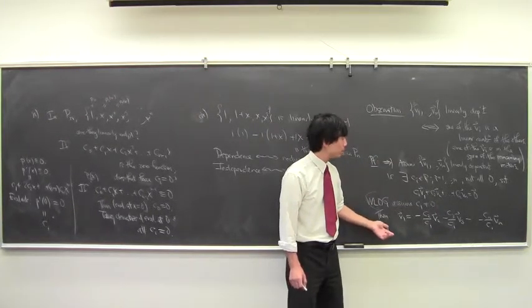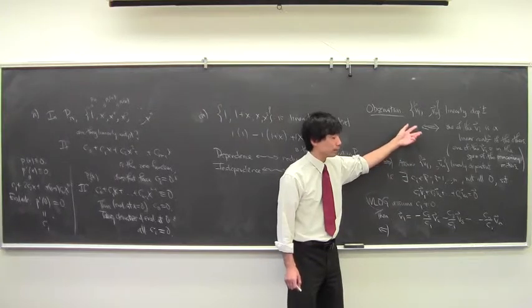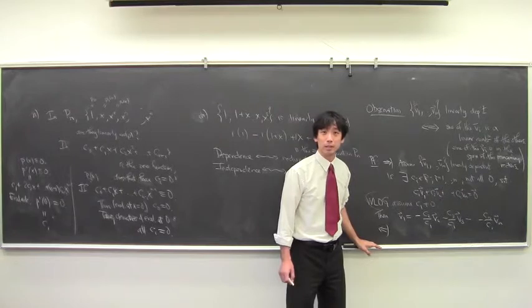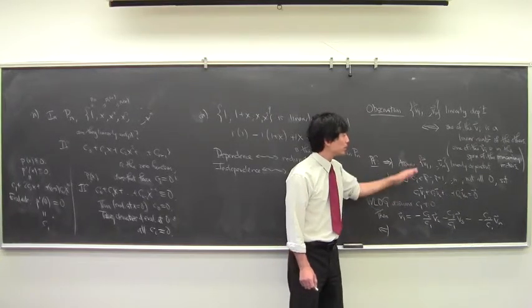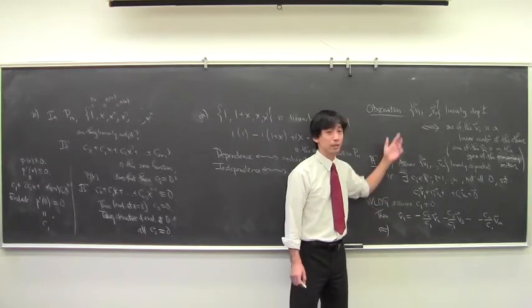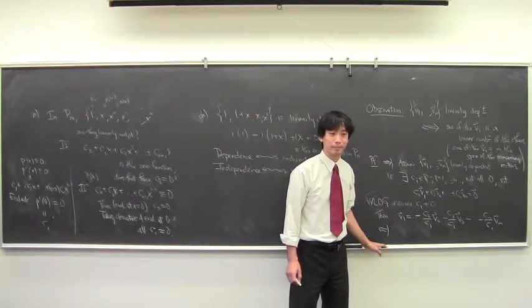Write it down. Suppose that one of the vi is a linear combination of the others. Suppose that the first guy is a linear combination of the others. Conclude that the set is linearly dependent. It should take you, you should be done already.